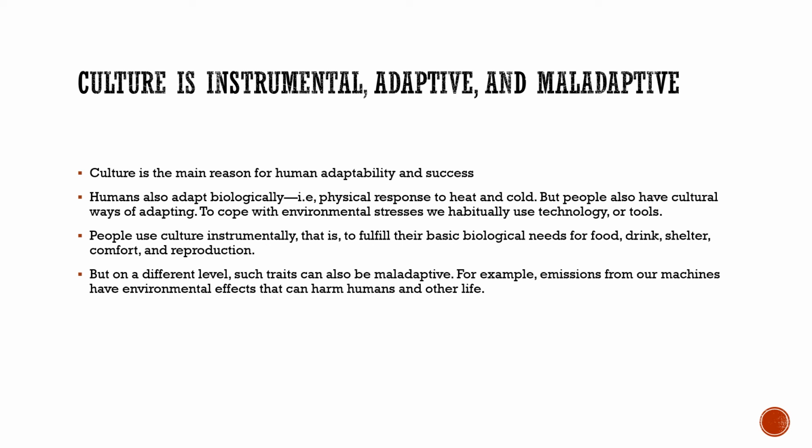People use culture instrumentally, that is, to fulfill their biological needs for food, drink, shelter, comfort, and reproduction. But on a different level, such traits can also be maladaptive. For example, emissions from our machines have environmental effects and can harm human and other lives too, which we have been witnessing for almost half a century now.